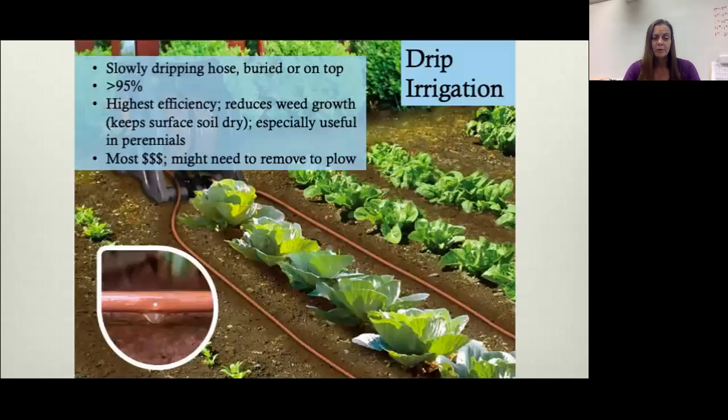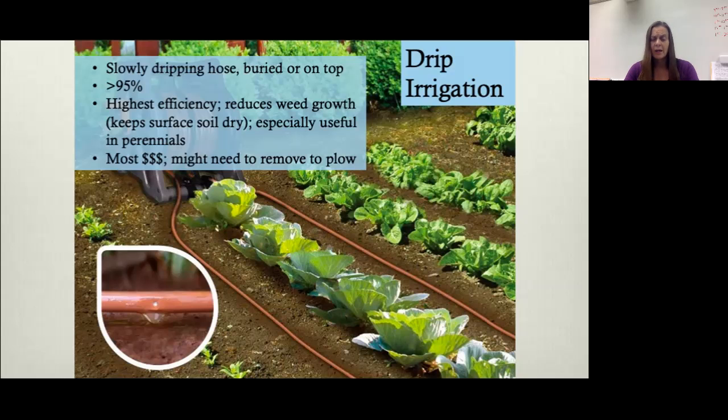And then our final form of irrigation is what we call drip irrigation. This is the most efficient form of irrigation. It is usually hoses or pipes with very small holes through which water drips very, very slowly. You will see this buried under the surface of the soil or sitting on the top of the soil. It has the highest efficiency of our forms of irrigation. It's 95% or better efficient. It also reduces weed growth because the surface of the soil tends to stay dry. Most of this water goes straight to those roots, and so it tends to reduce weed growth.